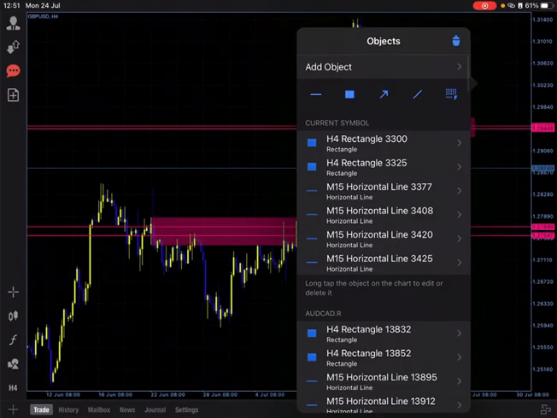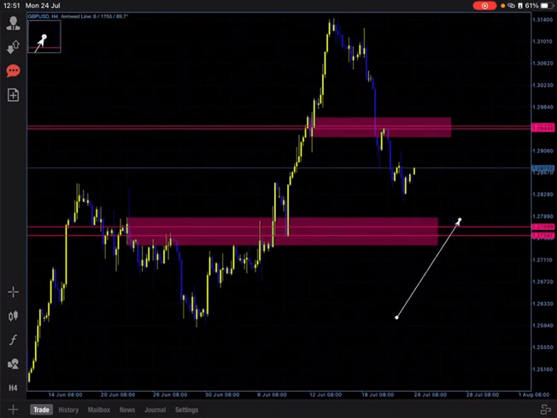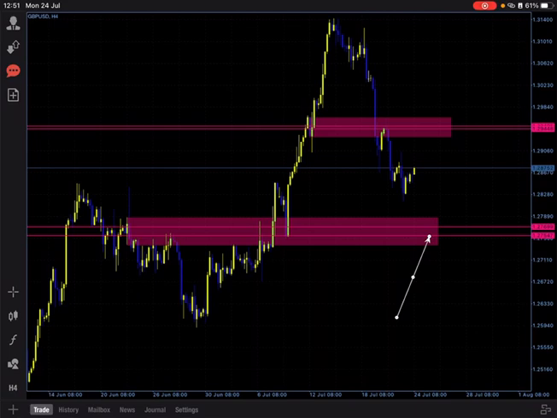Alrighty, let's run through all the pairs real quick since I have some errands to do. So starting with GBP USD, our sell zone is up top, our buy zone is down below, meaning I will not be thinking of pressing anything until the price comes into our zone.